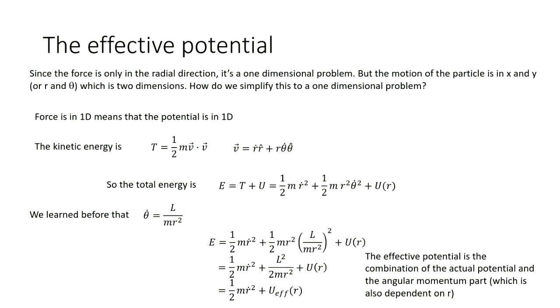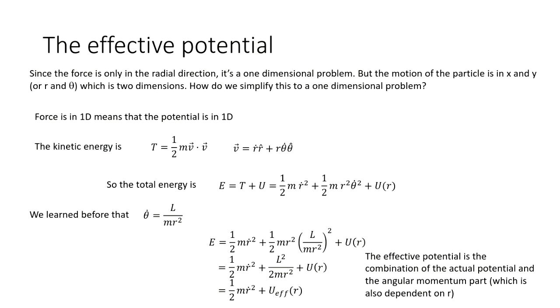So r hat and theta hat are orthogonal to one another. So when we square v, what we get is r dot squared and r squared theta dot squared. That's because r hat dot theta hat is equal to 0. So any of those cross terms actually go away, because this is the dot product, and the dot product of orthogonal vectors is 0.